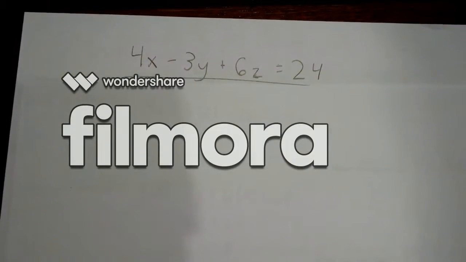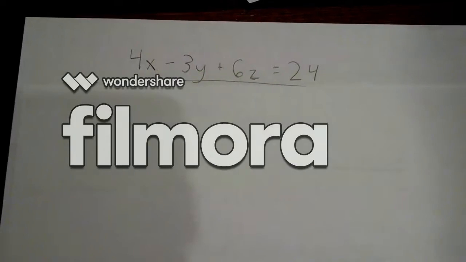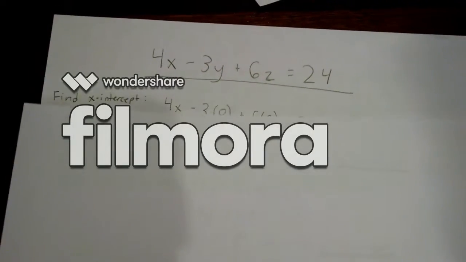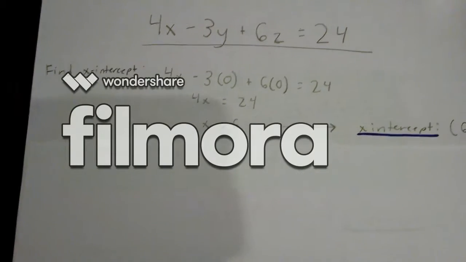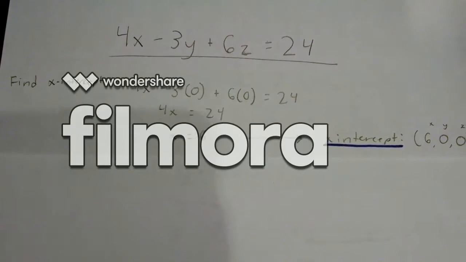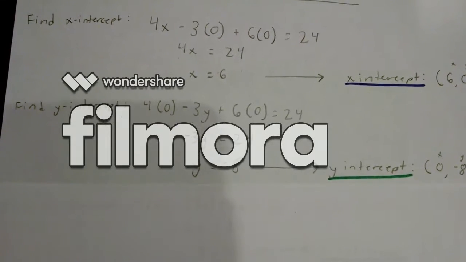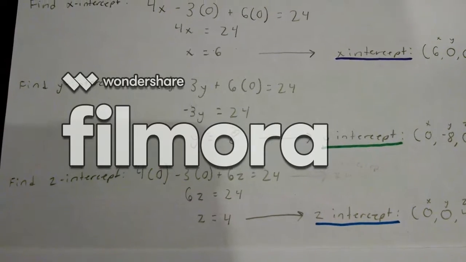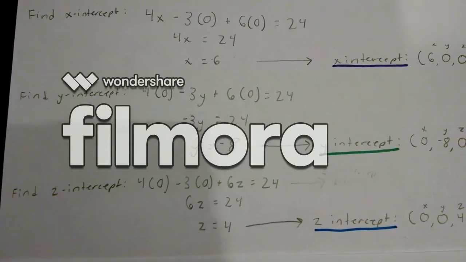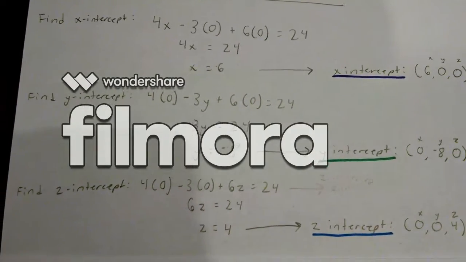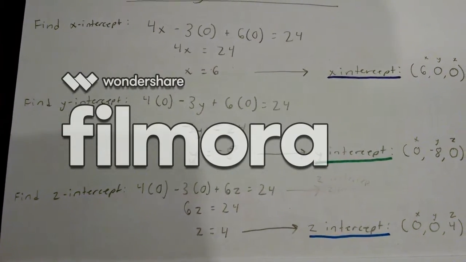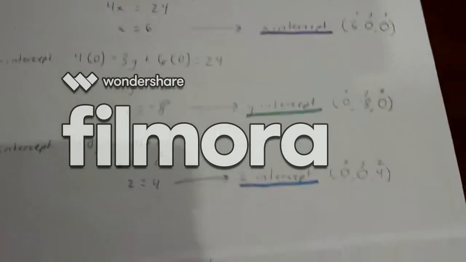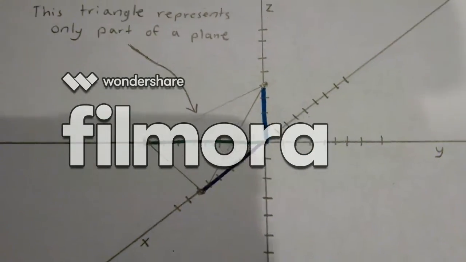So we can use the exact same process on another equation, 4x minus 3y plus 6z equals 24. Using the exact same steps as last time, we'll find the x-intercept, which is positive 6. We'll find the y-intercept, which is negative 8. And then we'll find the z-intercept, which is positive 4. We're just using the same process as last time by substituting 0 into the variables that we don't want to find. So now using this information, we can plot the points on the graph.